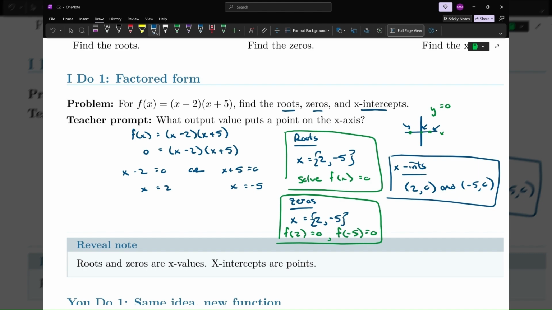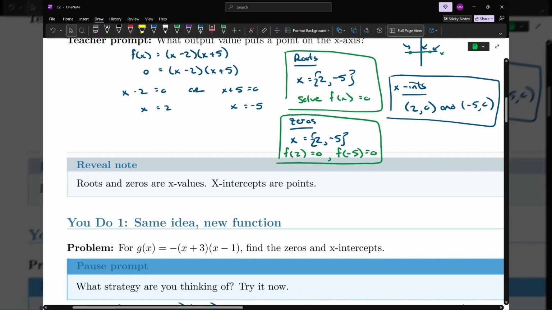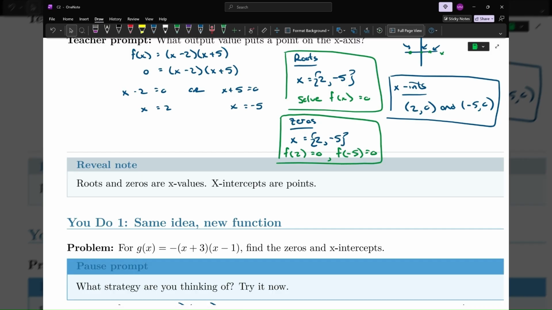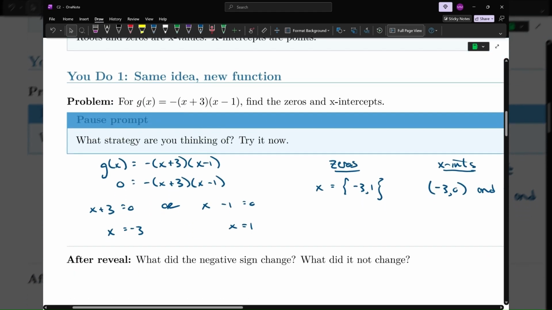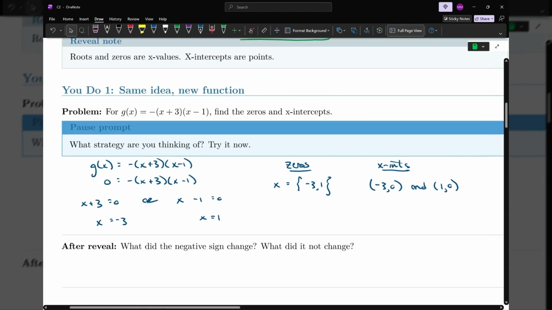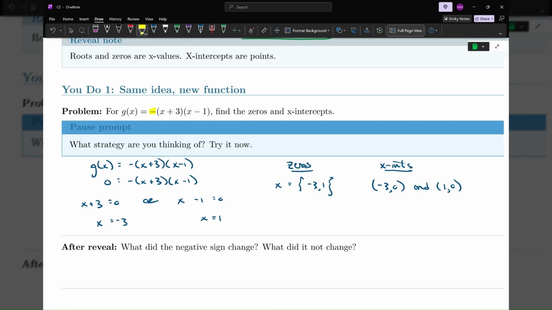Okay. Time for you to do one. Yours is g of x equals negative x plus 3 times x minus 1. Find those zeros and the x-intercepts. And again, knowing that zeros and roots are really just the same thing. Okay, try it. And here you go. Here's your answer. You can see zeros are negative 3 and 1, and the x-intercepts are (negative 3, 0) and (1, 0). Now, something to note is just look at this negative. This question had this negative in front. What did it change and what did it not change? Think about that, and then we'll talk about it.